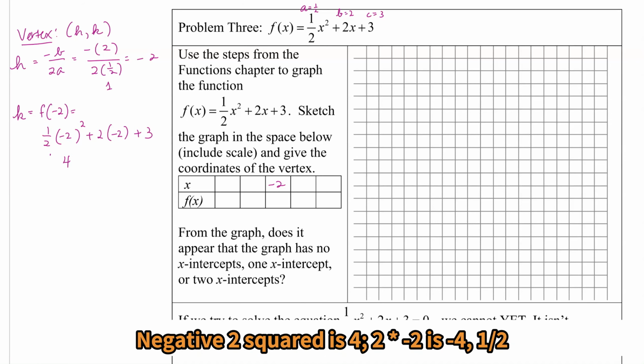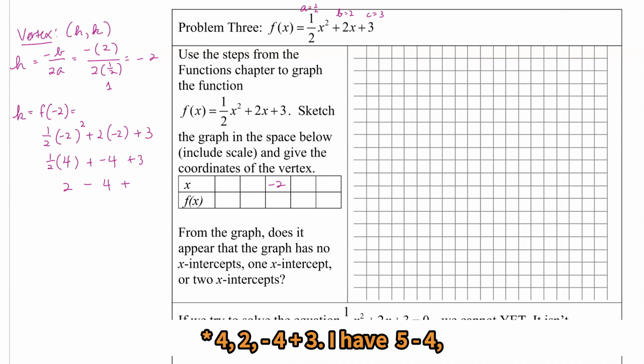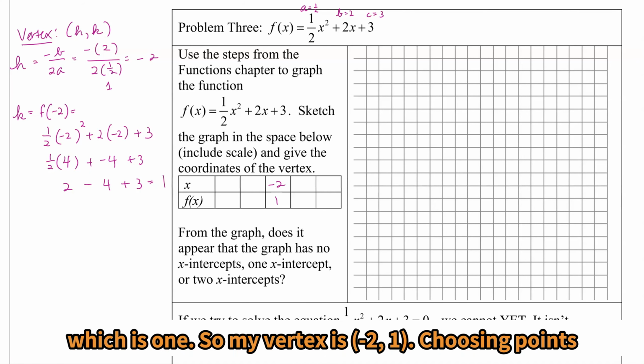Negative 2 squared is 4. 2 times negative 2 is negative 4. 1/2 times 4 is 2, minus 4, plus 3. I have 5 minus 4, which is 1. So my vertex is (negative 2, 1).